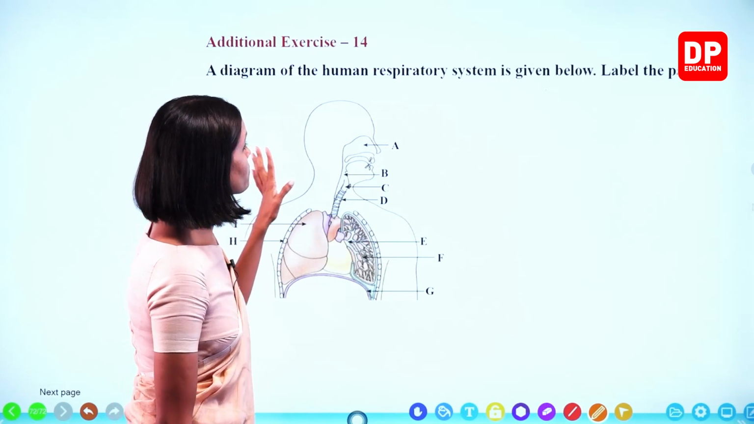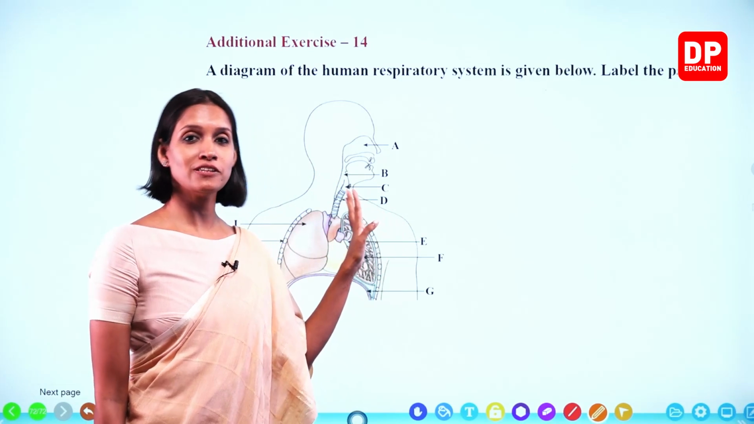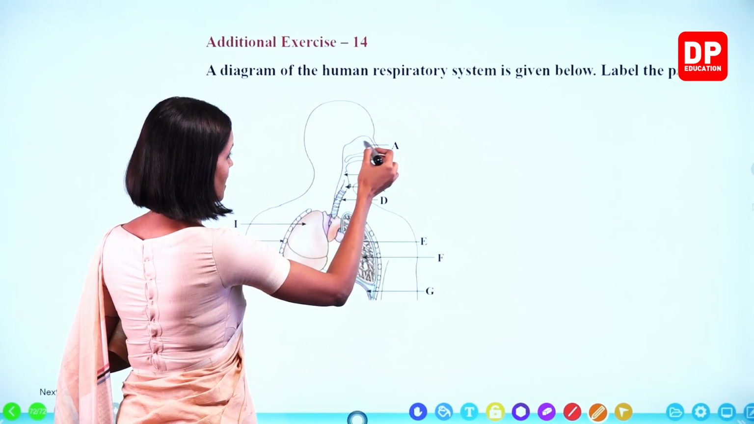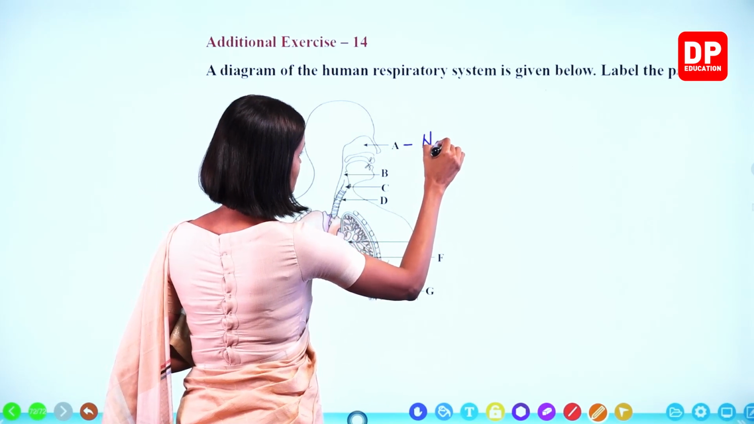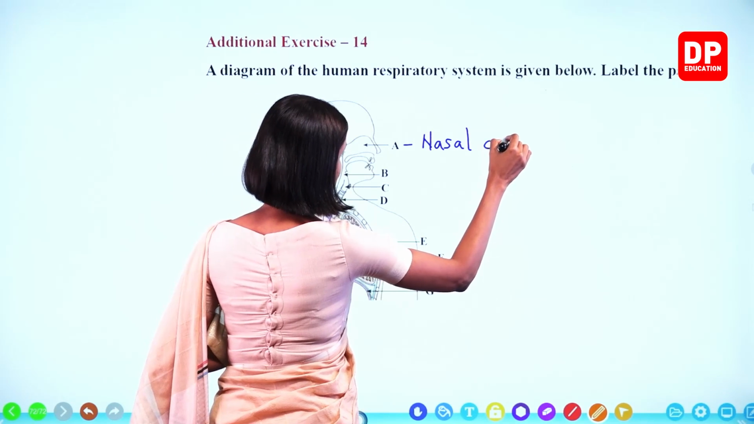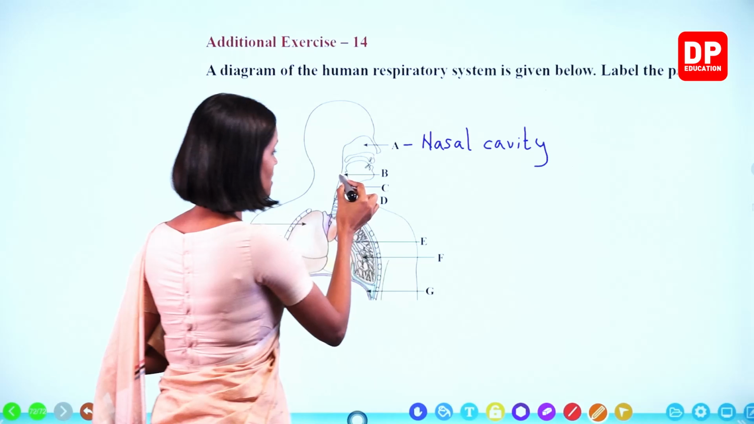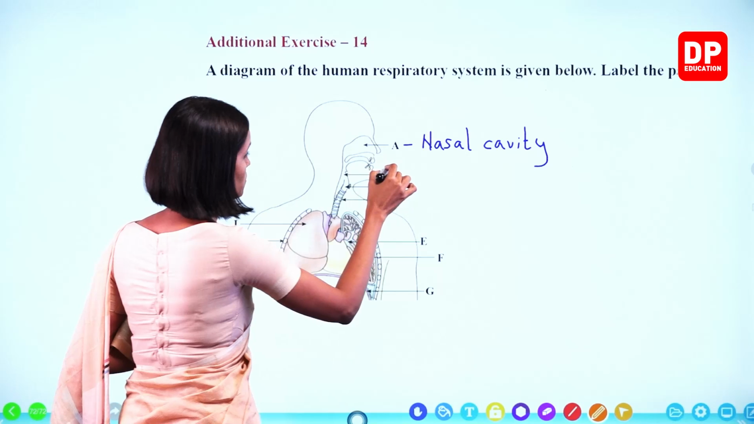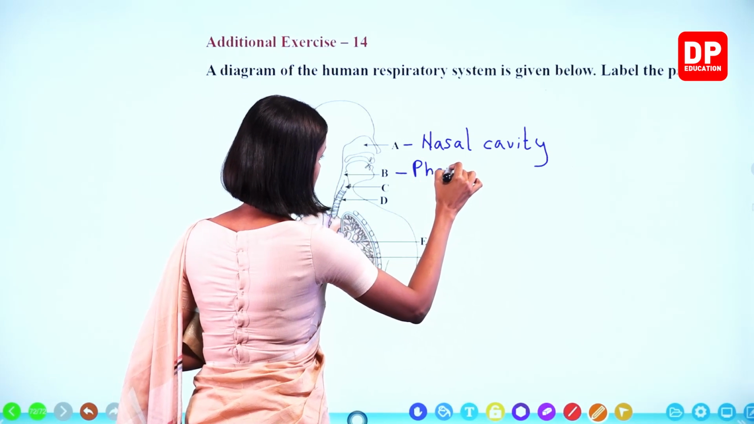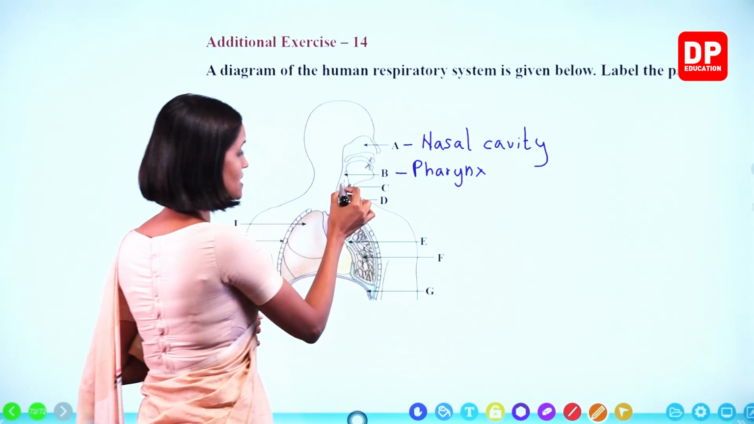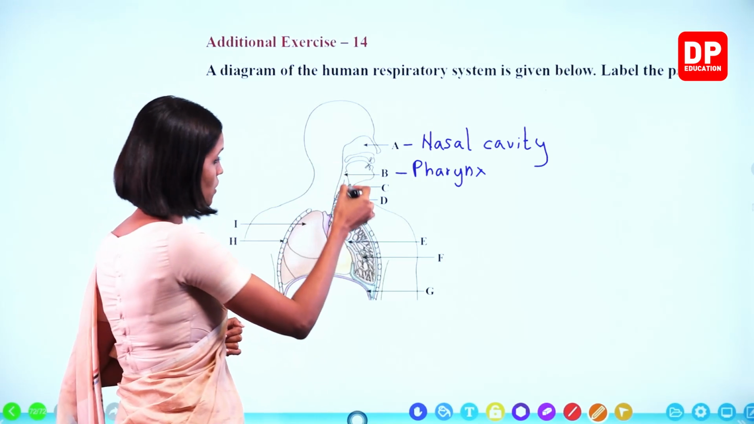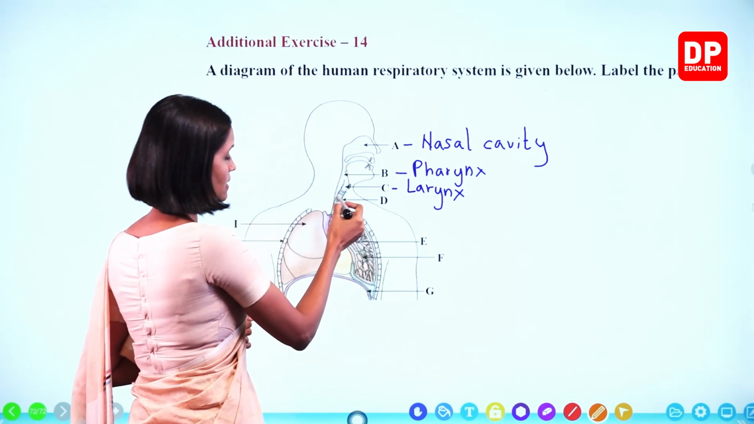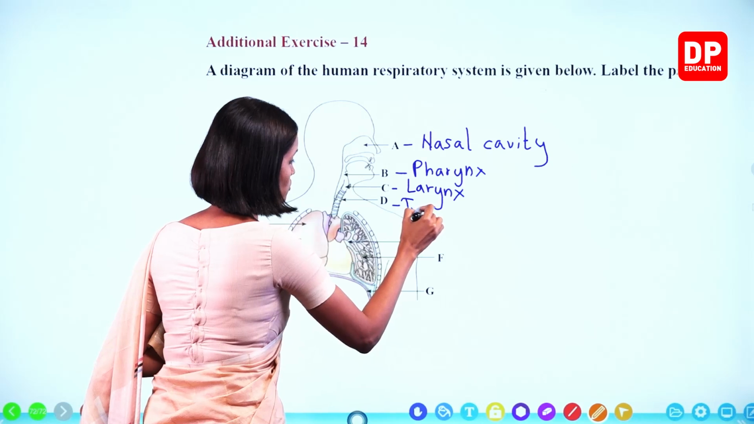A diagram of the human respiratory system is given below. Label the parts. I hope you have done this part correctly, okay? Let's do this. A is the nasal cavity. Nasal cavity. What is B? B is the common passage to both respiratory and digestive tract. That is known as the pharynx. What is C? C is the larynx, where the sound is produced. Larynx. D. D is trachea, the tubular structure.